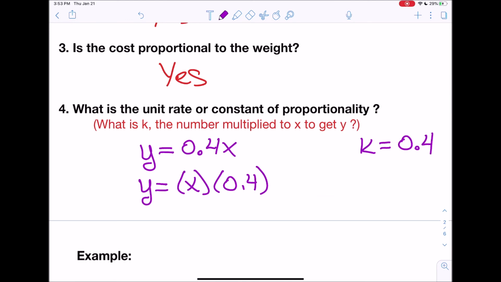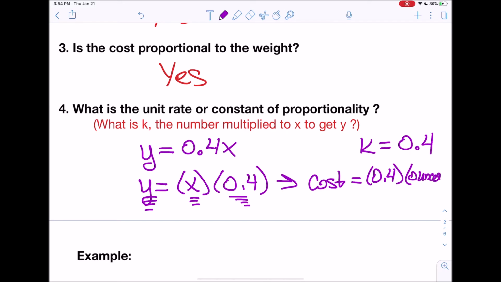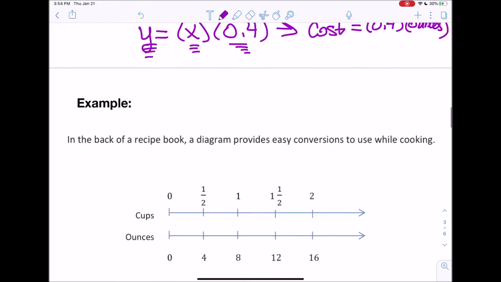So that's what this is saying. You take how many ounces you want to buy, you multiply it by 0.4, and it will tell you the cost. Okay, so you can also think of it as the cost equals 0.4 times the ounces. Same thing. We just used y for cost and x for ounces. All right, let's take a look at another example.